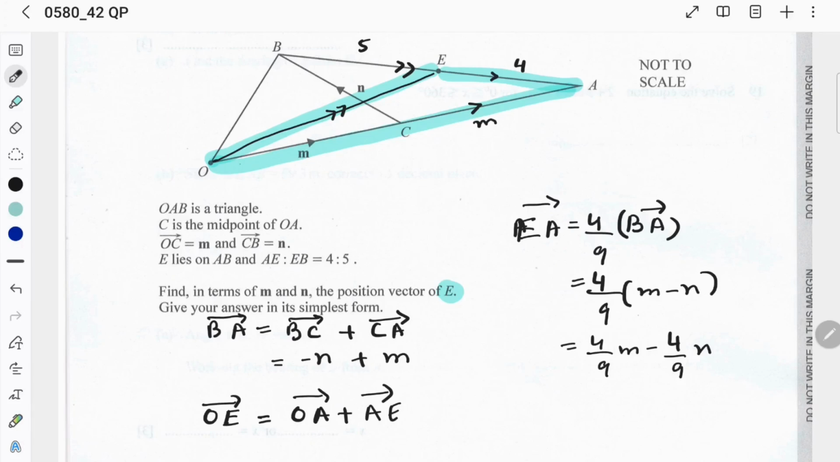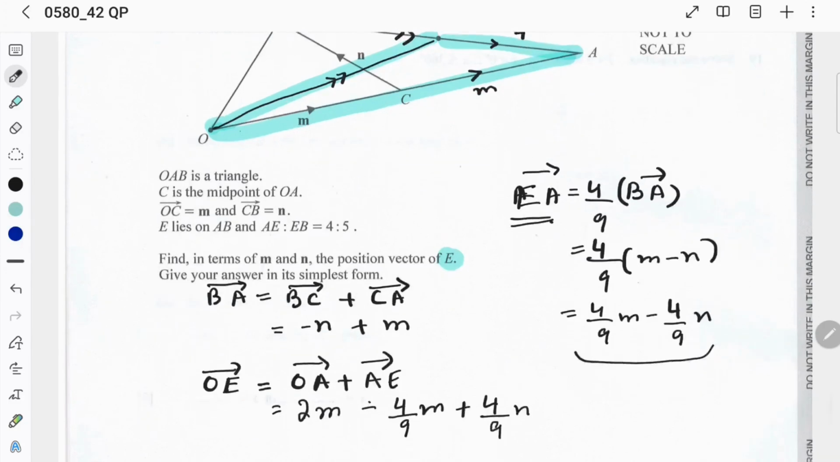OA is very easy, in the same direction. M plus M will become 2M. And AE, their signs will change because it is EA. So that will become minus 4 over 9 M plus 4 over 9 N. Be careful, M and N letters are these, so you'll have to be careful in copying down.